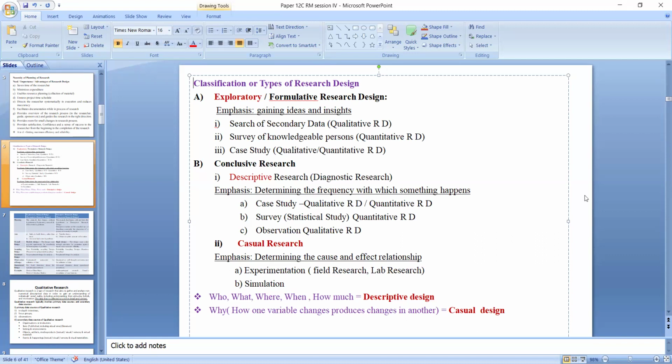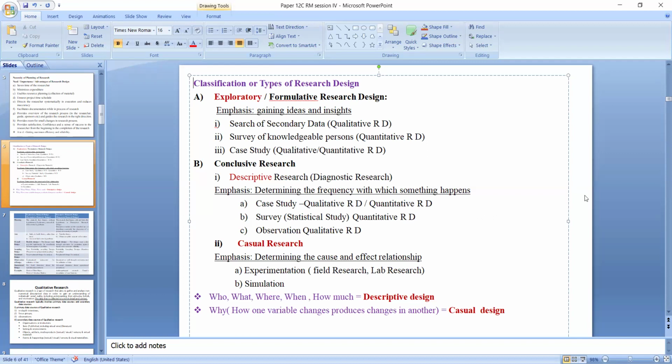They can be qualitative also, quantitative also. We have seen qualitative, quantitative in the first session and also in the second session. But side by side, we are going to revise. So we are talking about exploratory research design, where we go deeper and deeper. So first way was search of secondary data and understanding deeply. Second is survey of knowledgeable persons.